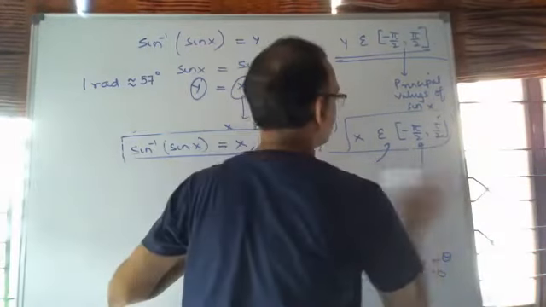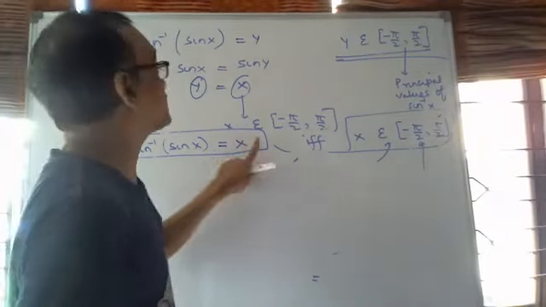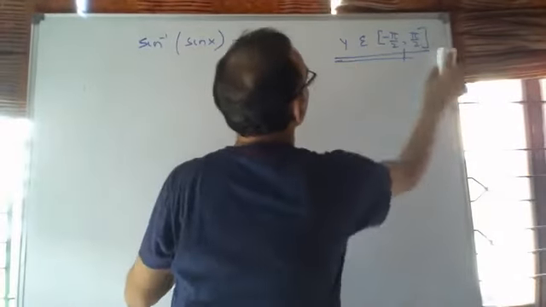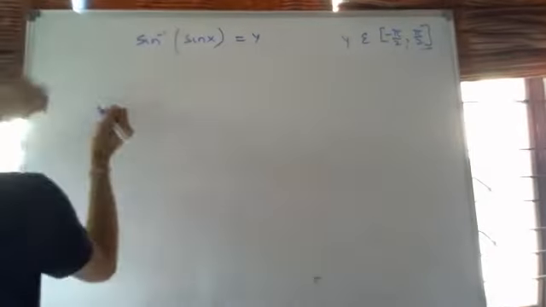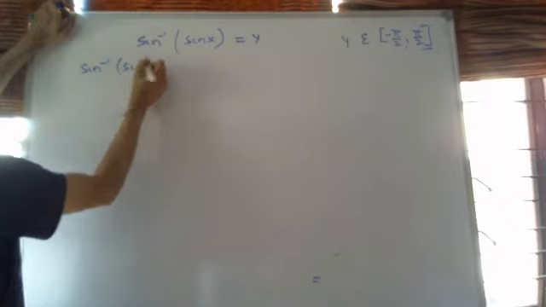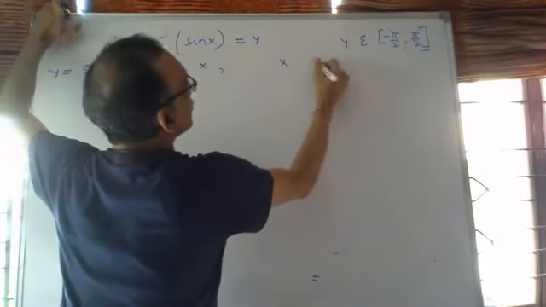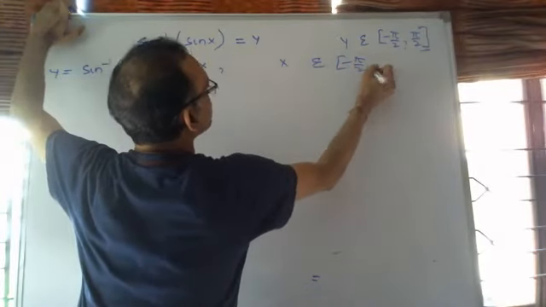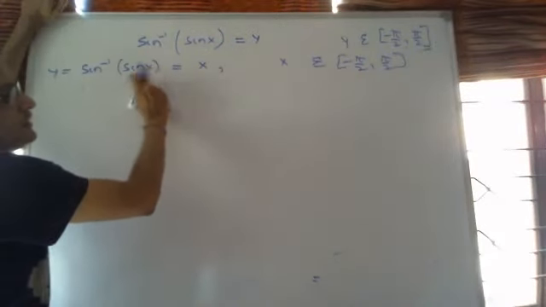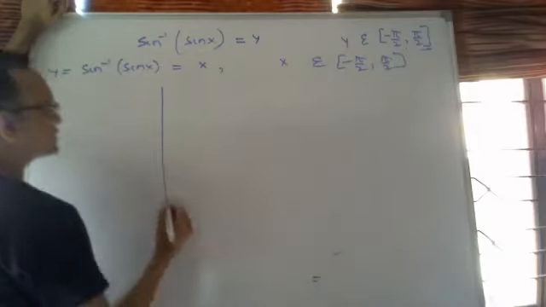In fact, let me tell you, since you drew my attention to this: sin inverse sin x is x. Why is sin inverse sin x equal to x when x belongs to minus pi by 2 to plus pi by 2? Otherwise I will have to write it in terms of an angle which belongs to the interval minus pi by 2 to plus pi by 2. The graph of sine inverse sine x is like this.